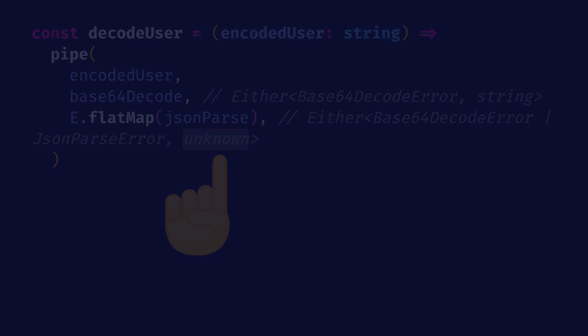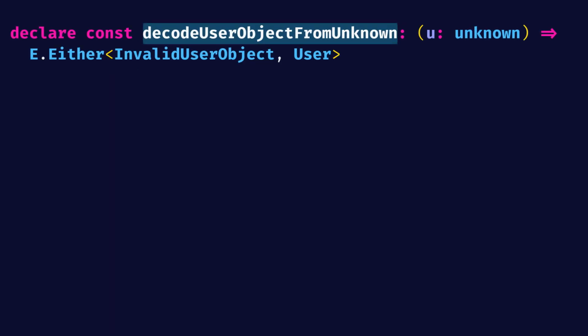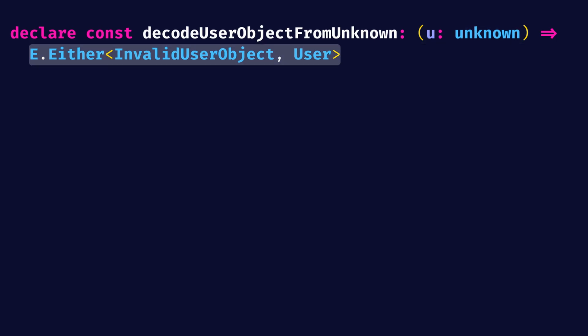Let's assume that we have a decodeUser object from unknown function that ensures that the received unknown value represents a valid user object. So it takes unknown and returns either invalid user object or user. I'm not going to go over the details as it's out of scope for this video, but this kind of validation can be done using a schema validation library like io-ts.